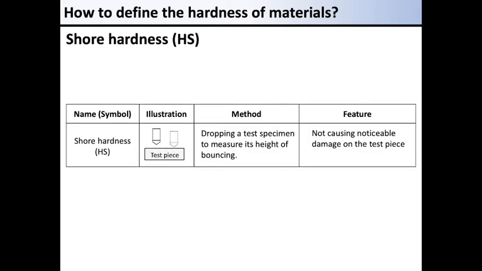Shore hardness is a little different from the previous hardness tests. The test specimen is dropped and its height of bouncing is measured. The advantage is that this measurement does not cause noticeable damage on the test piece. The symbol for Shore hardness is HS.